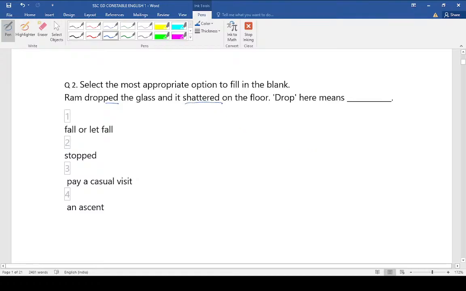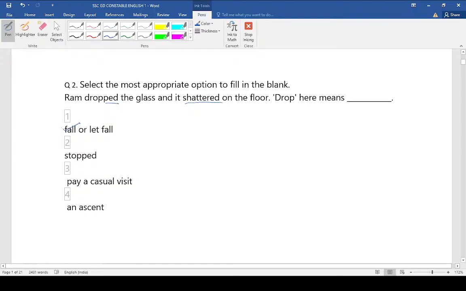What is the meaning of shattered? Break down into so many small pieces. So here we have to find out the appropriate meaning for drop. Drop is nothing but, as we just discussed, fall, intentionally or accidentally fell down. So the answer will be the first one.